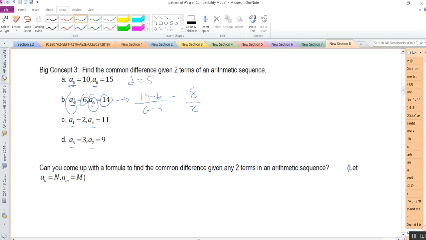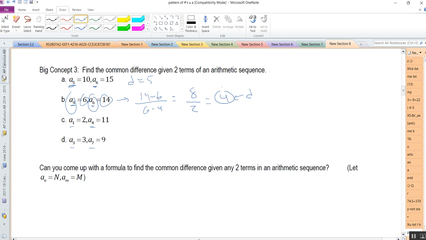So of course I get 4 here, and that's my common difference. That's my d value. So if you think about it, if your 4th term is 6, if you add 4 to it, you get 10. That's your 5th term. Add 4 again, you get 14. Now that's your 6th term. So you're using a little bit of logic here.